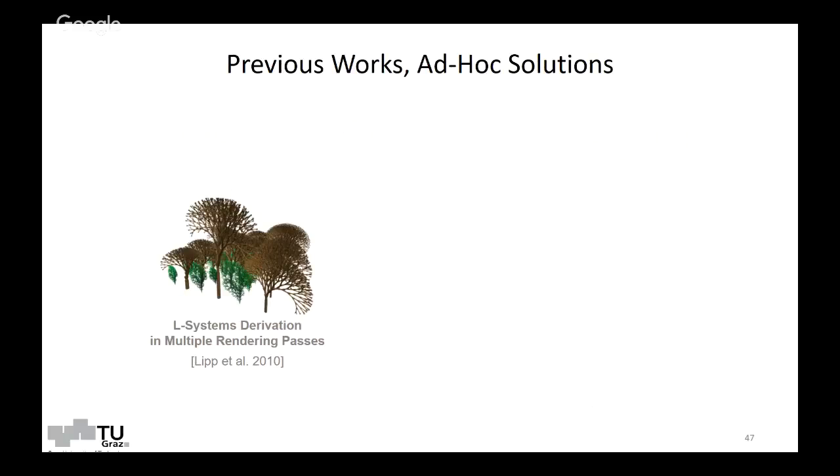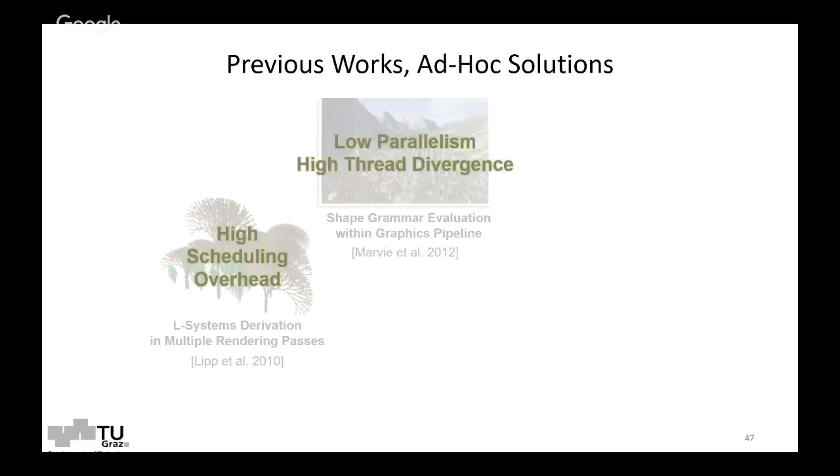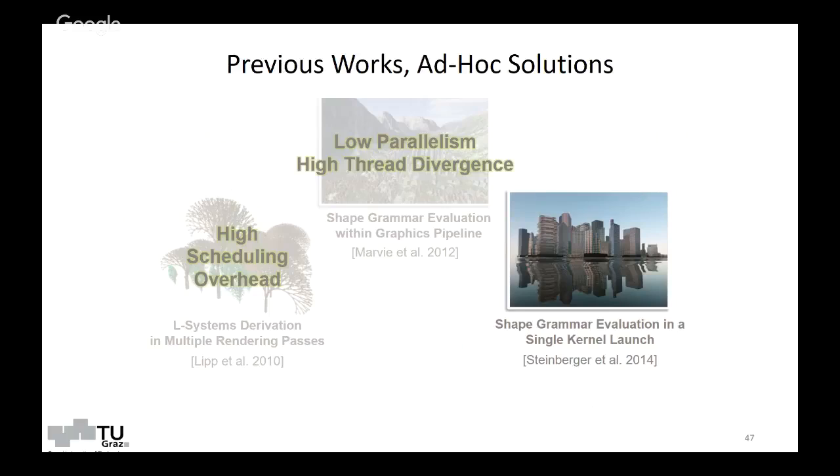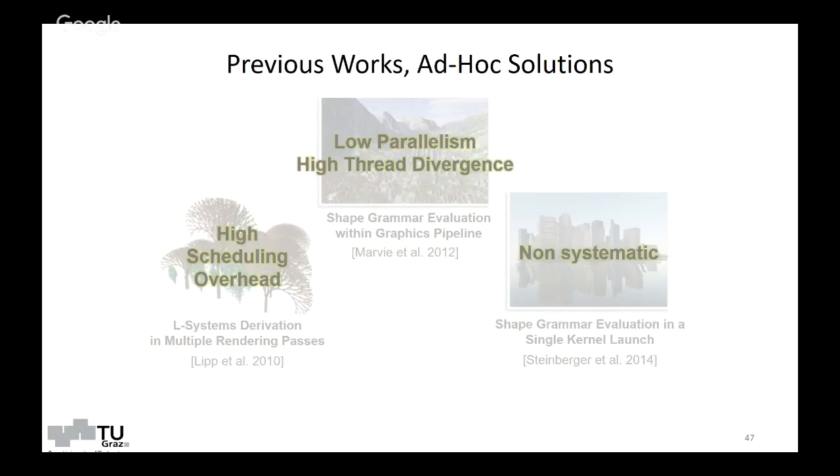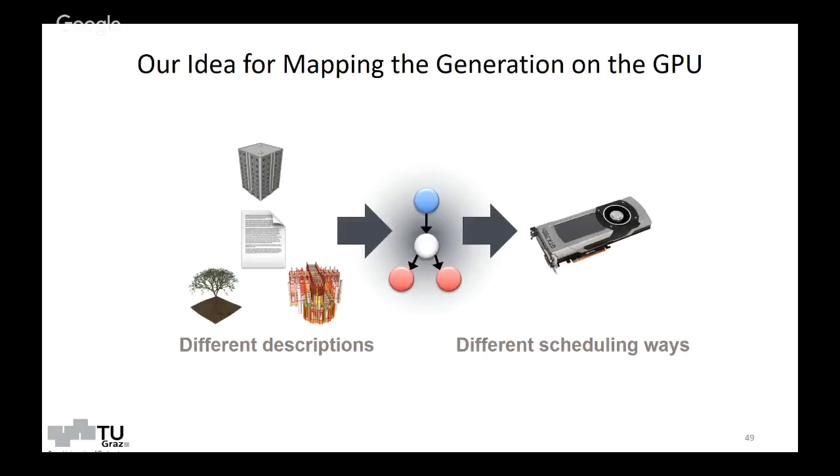People have done it on the GPU before. For example, L system generations, shape grammars for the GPU, and our work. And here, everyone used different scheduling strategies. So the L systems had large scaling overhead. The shape emulation with the graphics pipeline doesn't have enough parallelism and leads to thread divergence. And we didn't have a systematic approach before. We just went ahead and used some handcrafted grouping for the execution. So what I want to tell you now is how we tackled that problem and how we are trying to come up with the best way of executing it on GPU.